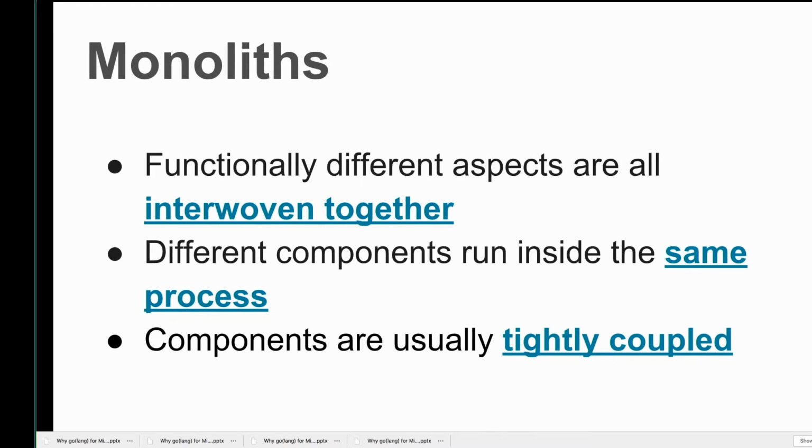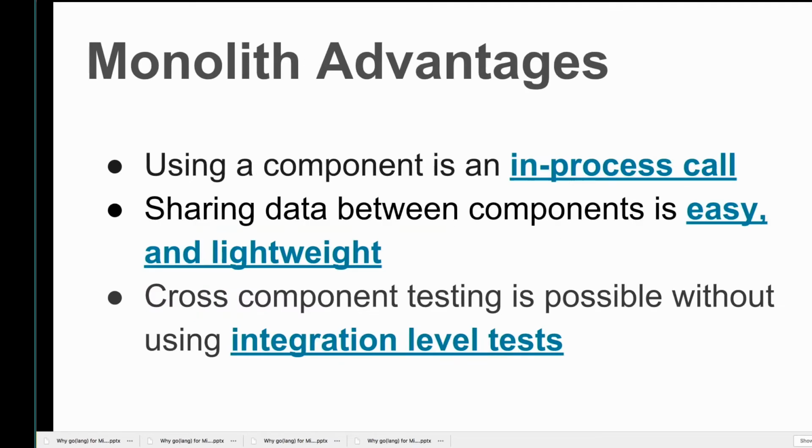Usually you've got components that are tightly coupled together and part of the same program. And that has a bunch of advantages. It means that using any component is an in-process call. Like if I want to use the component that formats the name on a credit card, it's part of my process, I can just call it. If I want to share data between components, it's easy, especially big data. If I have a big data blob, I can just give the component a pointer to it and it'll work. And I can test my program if I need to without having to run some sort of integration test on the whole system.